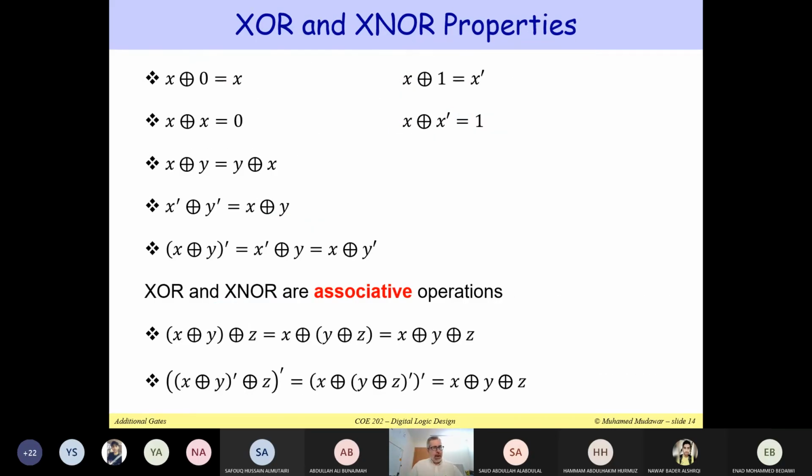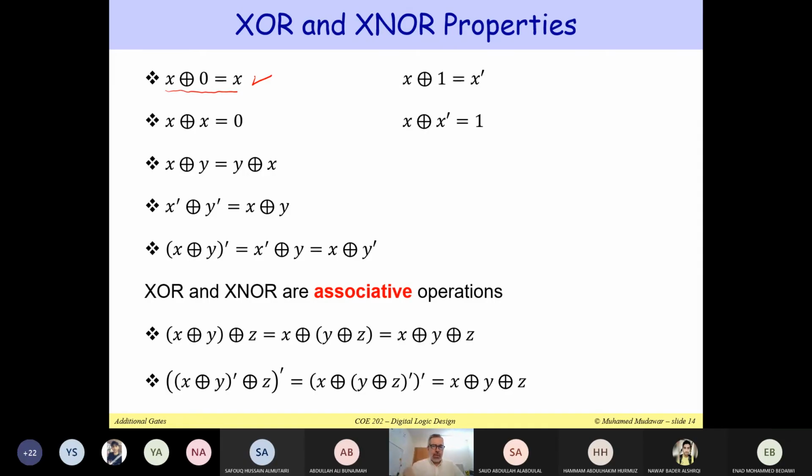Now let us talk about the properties of the XOR and the exclusive NOR. If I take any value of X and XOR it with 0, I'm going to get X. Remember that X here is a Boolean variable, so it can be either 0 or 1. If X equals 0, then 0 XOR 0 gives you 0, which is X. And if X equals 1, then 1 XOR 0 gives you 1, which is also X. So in general, X XOR 0 is always equal to X, regardless of the value of X.